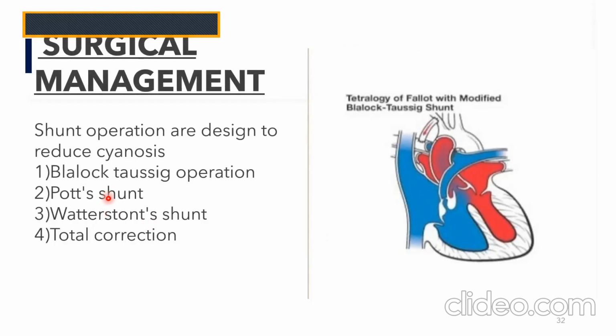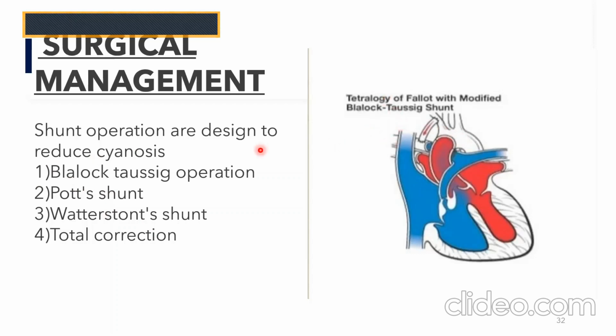Surgical management includes temporary as well as complete repair. The shunts are the temporary repair in which a tube is placed. These are operations designed to reduce the cyanosis. The tube is placed between a branch of the aorta or the aorta and the right pulmonary artery. So more blood reaches the lungs, and therefore the amount of oxygen in the blood increases.